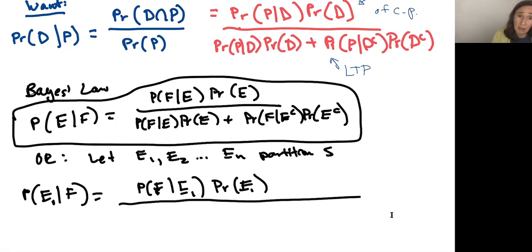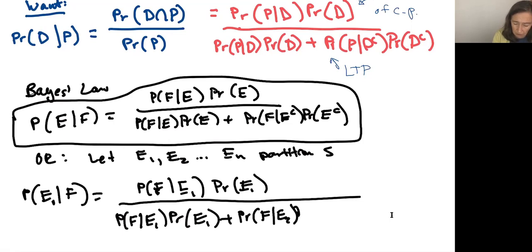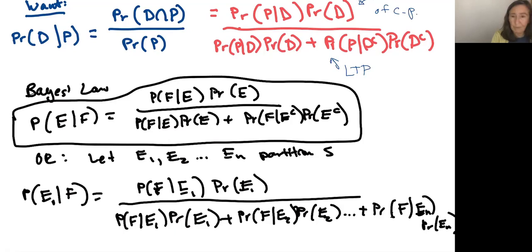And then down here in the denominator, law of total probability again. So the probability of F conditional on E1 times the probability of E1, plus the probability of F conditional on E2 times the probability of E2, dot dot dot, all the way to the probability of F conditional on En times the probability of En. So it's just another form of Bayes' law, but rather than just thinking of the disease being present or not, or E being the case or not, we're thinking about what could be E1, it could be E2, we're just dividing up the sample space into a finer partition there.